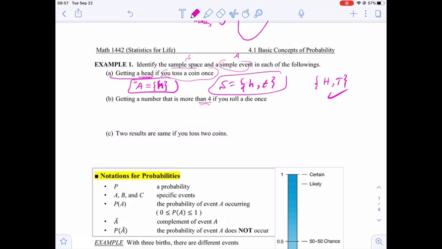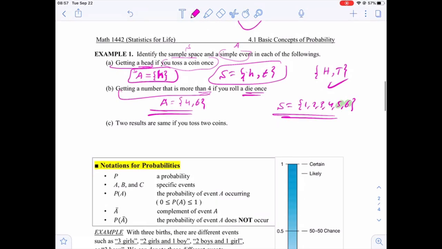Now, getting a number that's more than 4. So number more than 4, that's the definition of the event, for example, A. And rolling a die once. So in rolling a die once, we get the numbers. What are all the possible outcomes? 1, 2, 3, 4, 5, and 6. Now getting a number that's more than 4: 5 or 6. So those are the two numbers. So this is an event and this is the sample space.